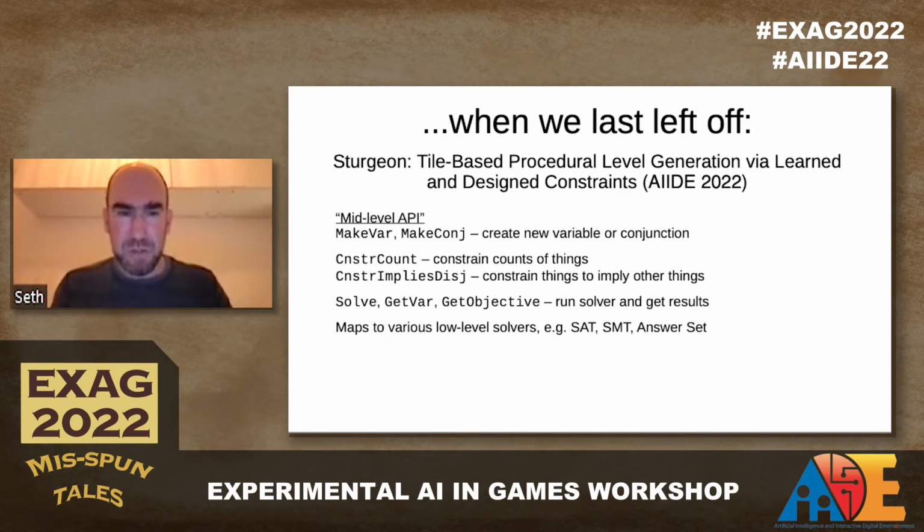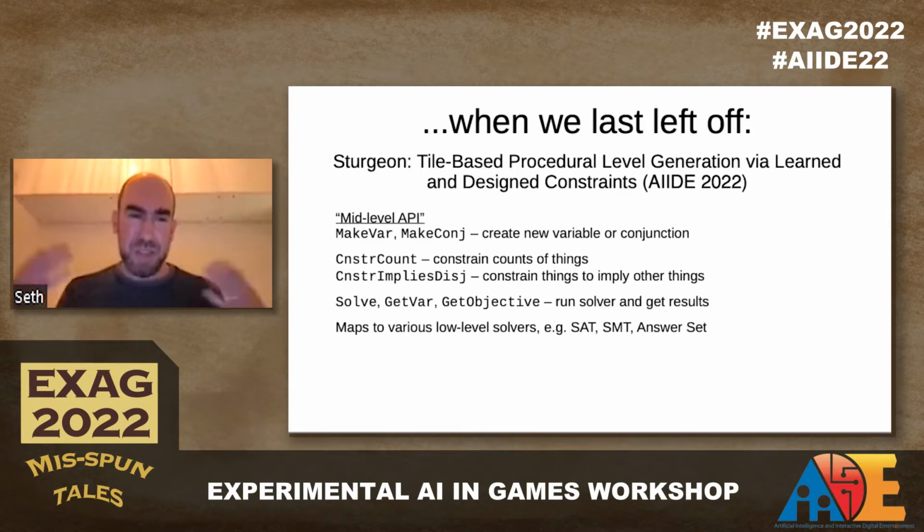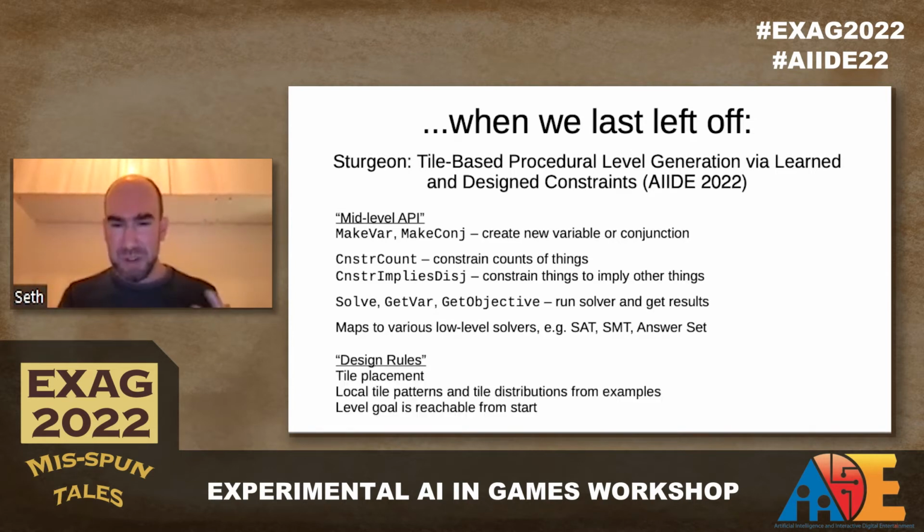But just as a brief overview, it's the system that has this mid-level API for setting up constraint satisfaction problems. It's a very small API, where you can make variables, constrain the counts of things, constrain implications, and then run the solver and get the results. And this mid-level API maps to various low-level solvers like SAT solvers, SMT, and answer set solvers, so you can try different things and find out which solvers work well.